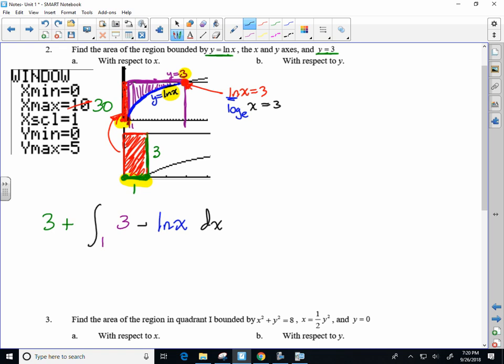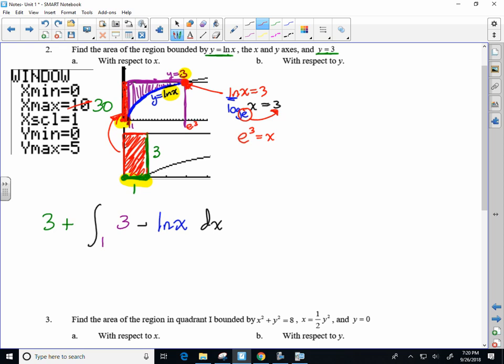And we talked about nice circular motion as being my preferred way, anyway, of converting from logs to exponential form. So this would have it as e to the 3 equals x. All right, so that is actually the x value of the intersection. So this interval is going from 1 to e cubed.